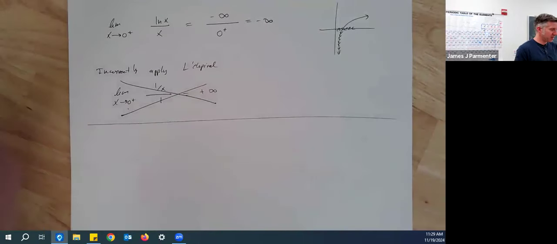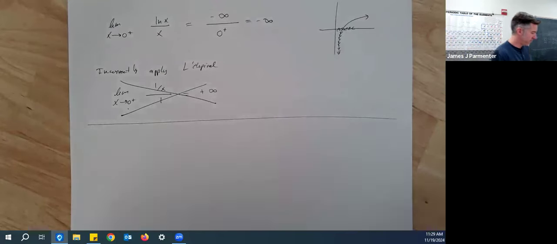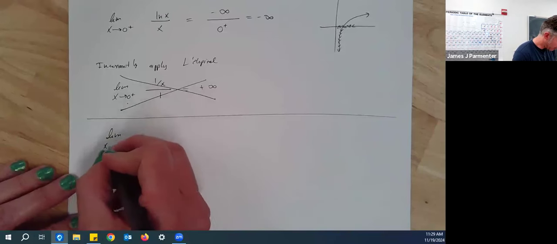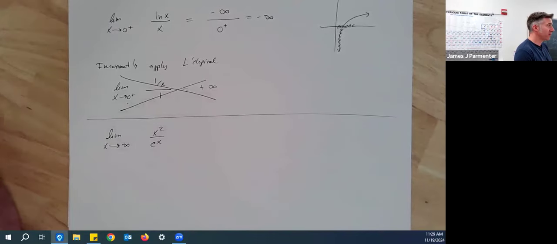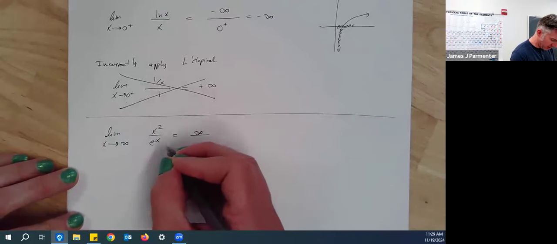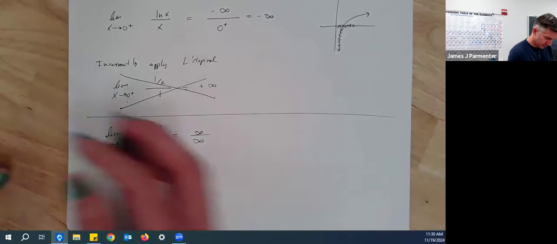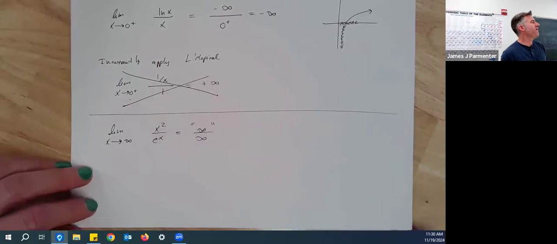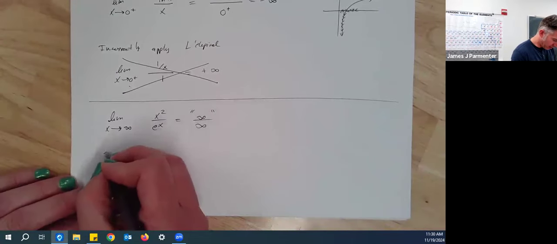But the reason we're really talking about this is because there are plenty of limits that we can't evaluate using the methods we've learned already. So for example, we would like to be able to find the limit as x approaches infinity of x squared divided by e to the x. And if you just plug in infinity, infinity squared is infinity, and e to the infinity is also infinity. What to do? L'Hopital's rule. Often when we write this, we put it in quotes because it's not really a number. So we're saying, if you were to do that, that's the kind of thing you would get. But now we're going to use L'Hopital's rule.